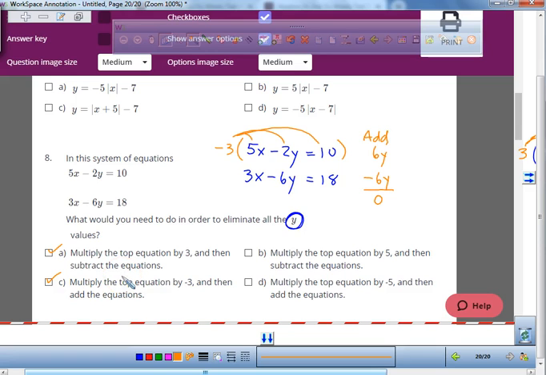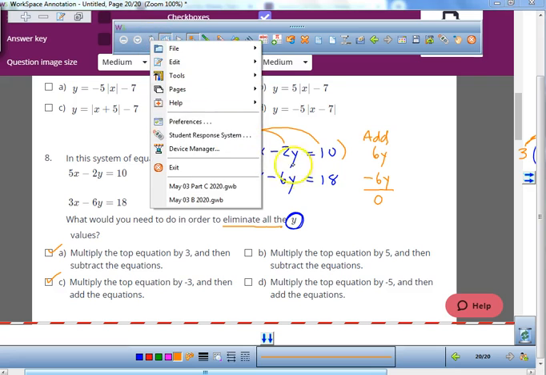All right? Now, this is for eliminating what? All of the y values. Okay? So those would be the two answers that you would select. Either multiply by 3 and add, or multiply by negative 3 and add, or multiply it by a positive 3 and subtract. So this one, did you actually have to solve for x and y? You did not. You just had to know the strategies. Okay?